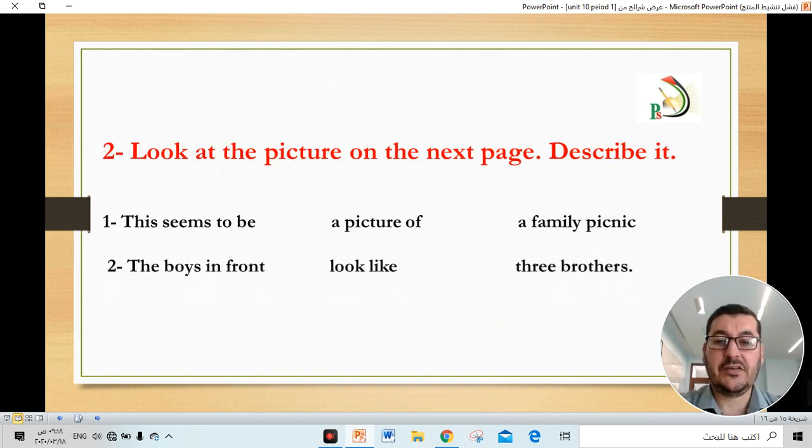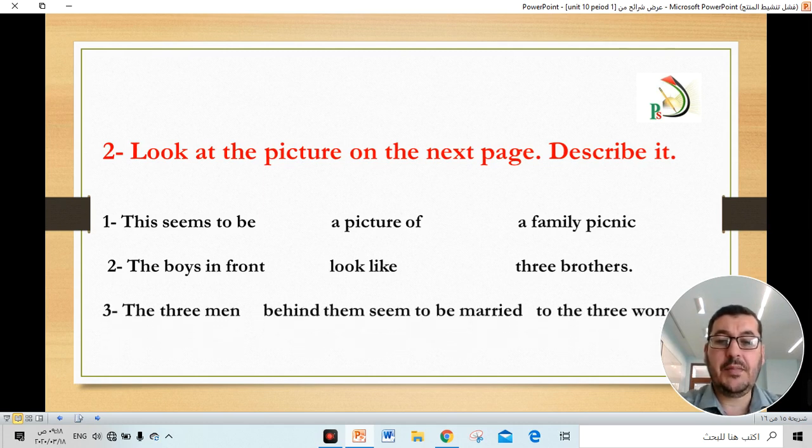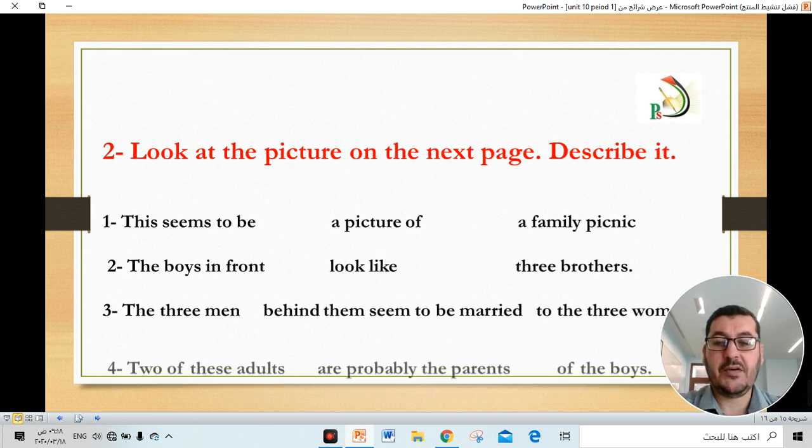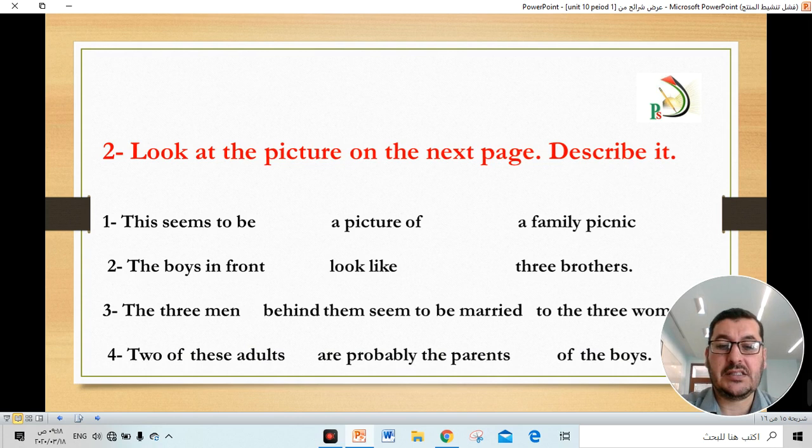Number two, the boys in front looked like three brothers. Number three, the three men behind them seemed to be married to the three women. And number four, two of these adults are probably the parents of the boys.